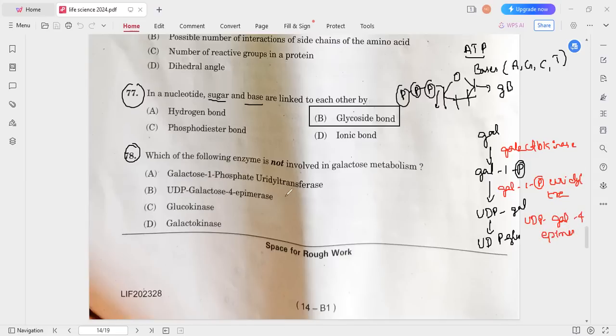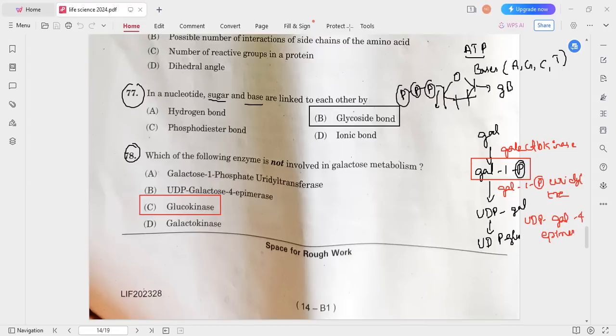Okay, galactokinase is there. Yes, option D. Galactose 1 phosphate uridyl transferase is there in option A. UDP galactose 4 epimerase is there in option B. But here there is no function of glucokinase, that is addition of phosphate group to glucose, but here the phosphate group is added to galactose, not to glucose. So that's why option C is correct answer, because glucokinase is not involved in galactose metabolism.